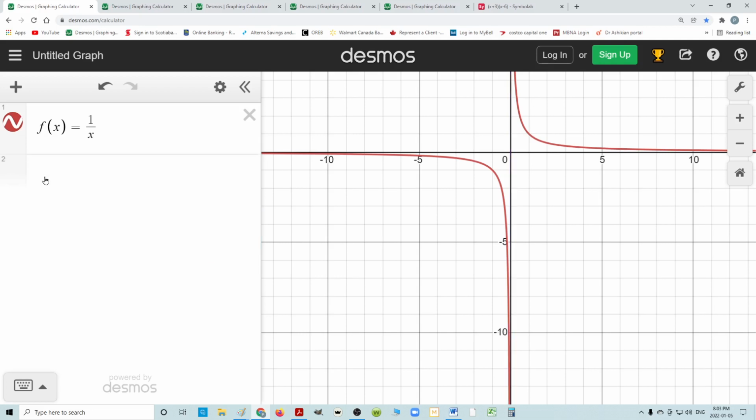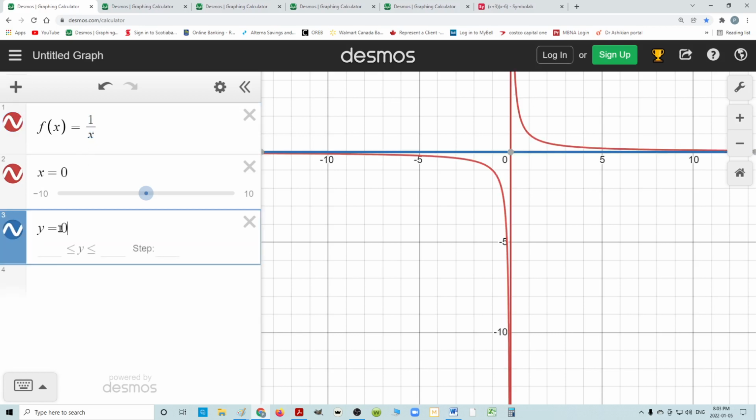Right away when I graph this, I can say, well, x can't be 0, so I know there's an asymptote here. And as a result, y is never going to be 0. And the easiest way to remember this is when the x power up top is less than the x power down below, y is equal to 0 will be the asymptote. So these are the two asymptotes right away.